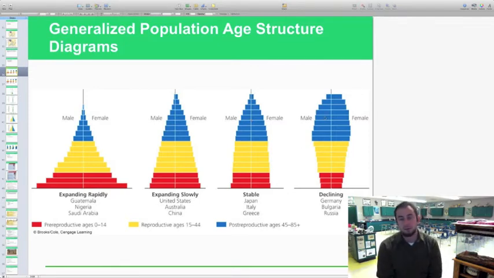A declining population would be where a majority of your population are older. They're in their post-reproductive years, and you have very little pre-reproductive and reproductive age groups. This would be like Germany, Bulgaria, Russia. Those are some good examples. I think that in the AP exam you will need to know some examples and at least know how to read these age structure diagrams and predict population change based on these factors that we've already been talking about.